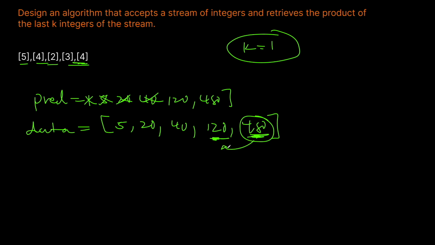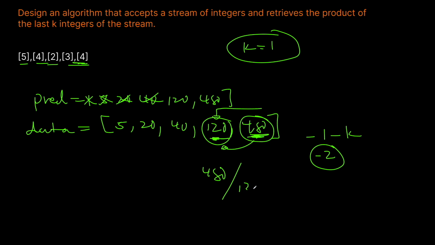So the way that we're going to do this is we're always going to take the last value that we have, so in this case 480, and we're going to divide it by whatever 1 minus k is in this case. So k is 1 here. So right, this is going to be minus 2. So we're going to look at, in the array, what is the minus 2 element? So obviously the minus 2 element in Python is going to be this one because it's the second from the end. So we're going to take 480, divide by 120, and we're going to get 4. So that is the last element.